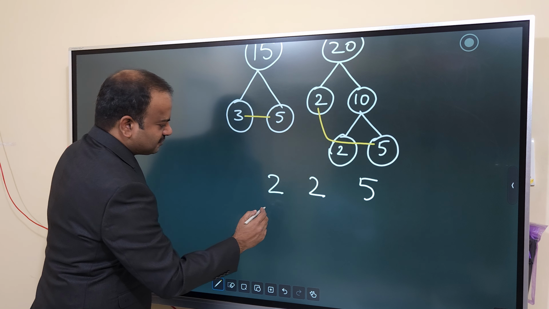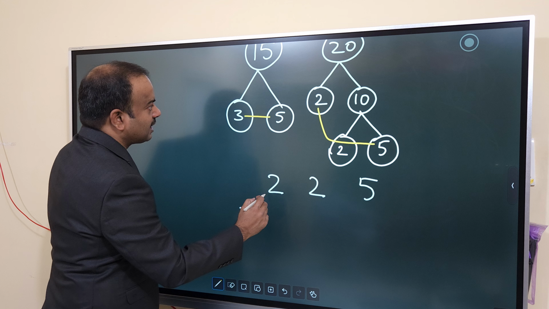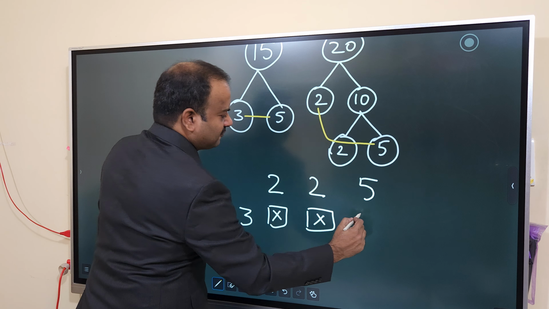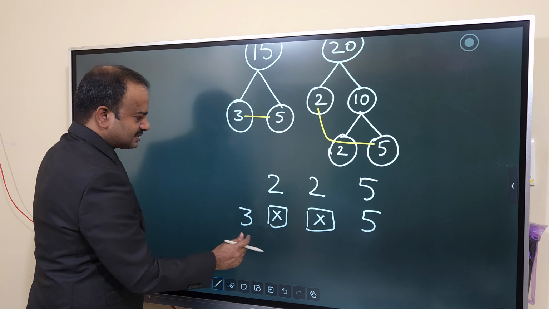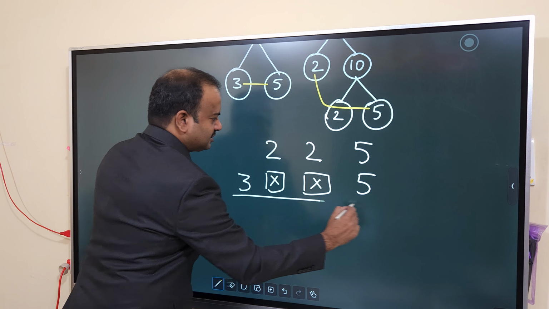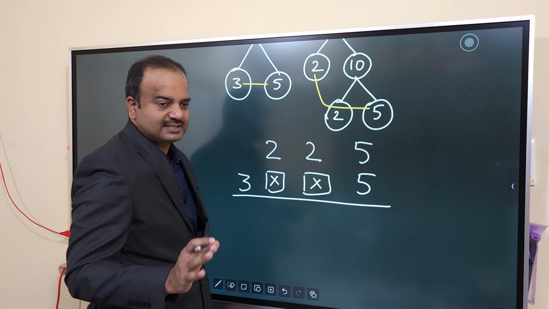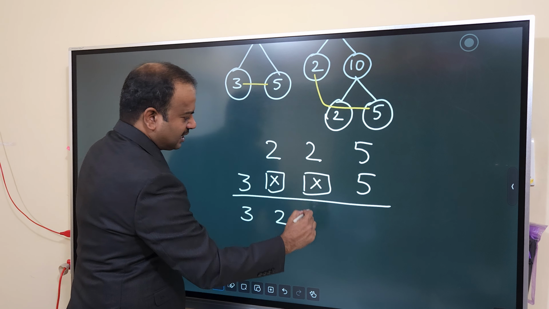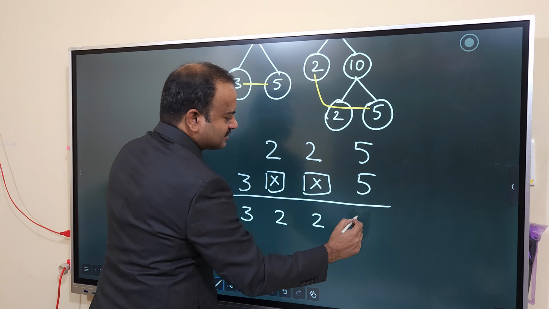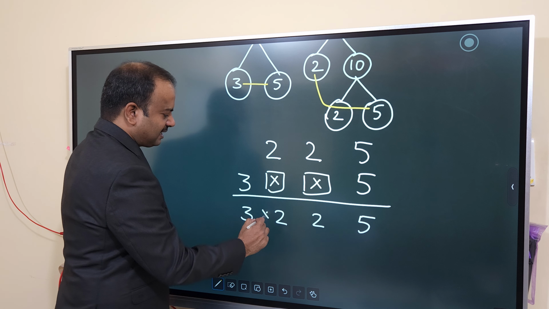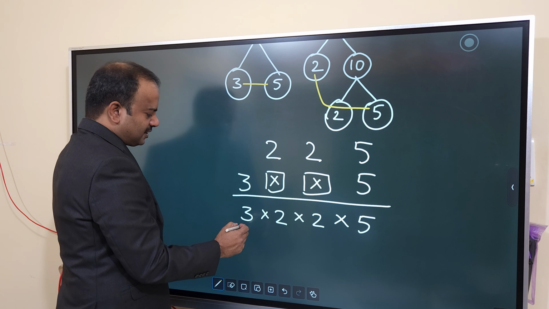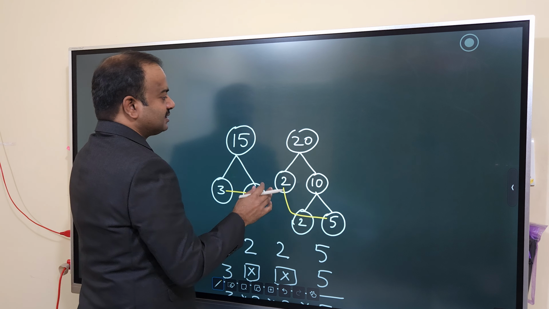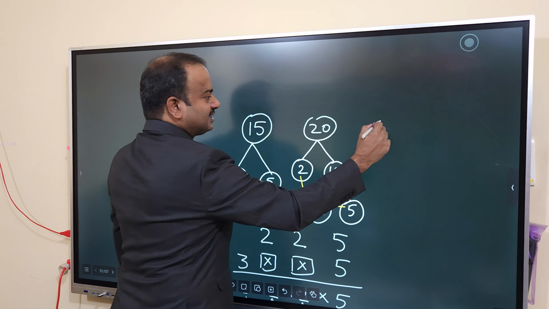So here I'll write 3, and we don't have 2 for this, so I'll leave it blank here, and 5 we have here as well. Now all you have to do is, if anything is repeated, take it only once. 3 I have only once, so I'll take it, and 2 I have only once between them, and 5 is repeated, so I'll take it only once. Now you just need to multiply these numbers. 3 2s are 6, 6 2s are 12, 12 5s are 60. So the LCM of 15 and 20 is 60.